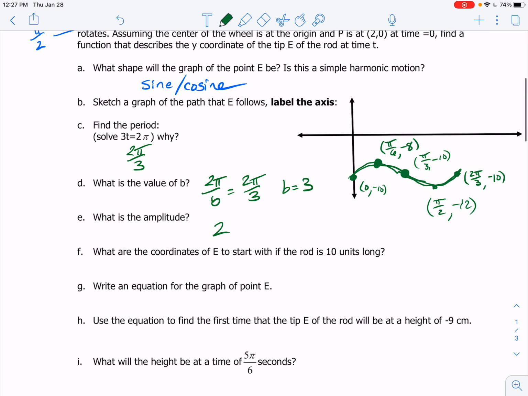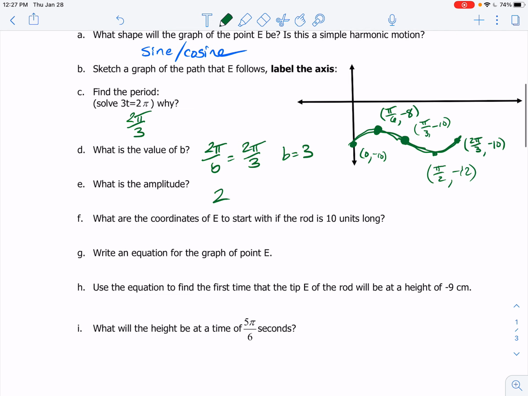What are the coordinates of E to start with if the rod is 10 units long? Well, what did we say the coordinates were? 0, negative 10. I guess that's what they want. Write an equation for the graph of point E. Okay, so we know that, let's do it, the height as a function of time.